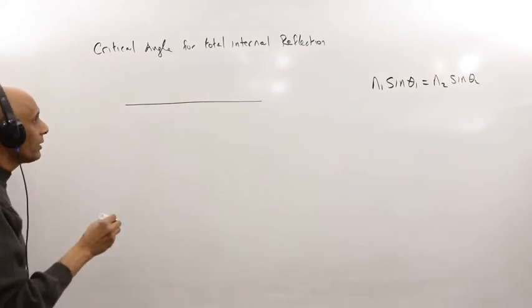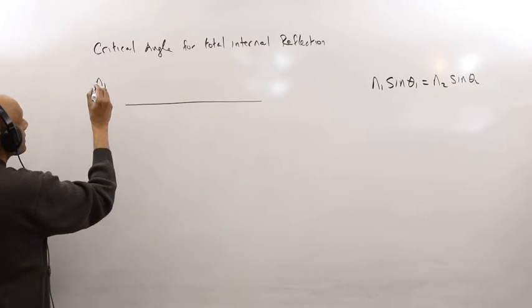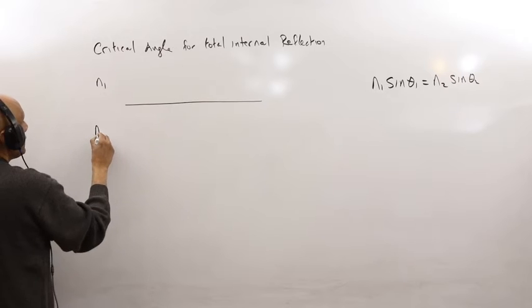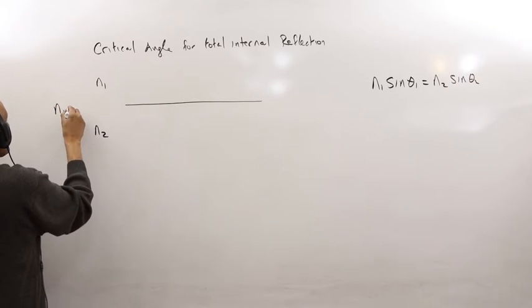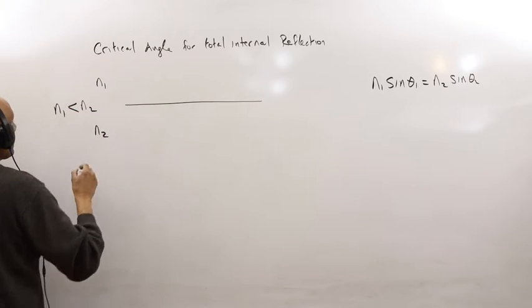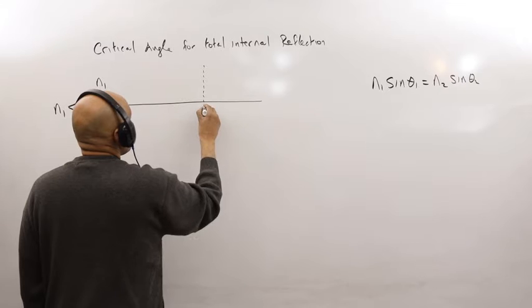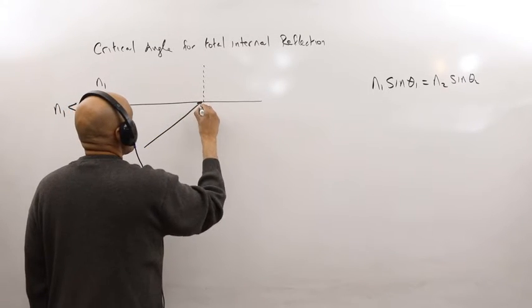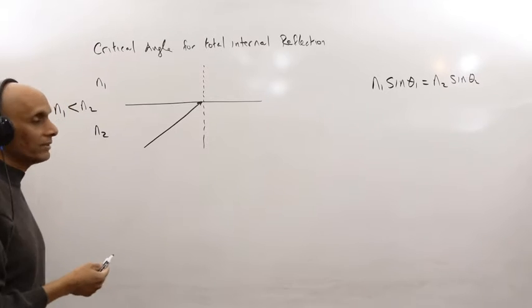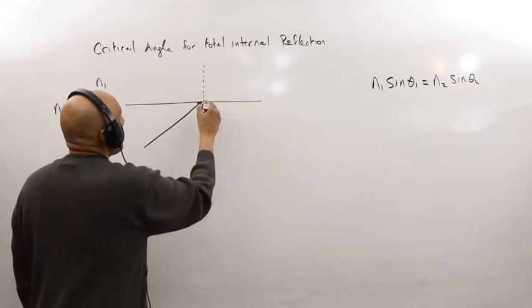So imagine the following scenario. Here is N1, and I'm going to say N1 has a lower index of refraction than N2. So here's our normal, and here's a light ray coming in. You have to ask yourself, what's going to happen qualitatively? There's going to be a point where we have a choice.